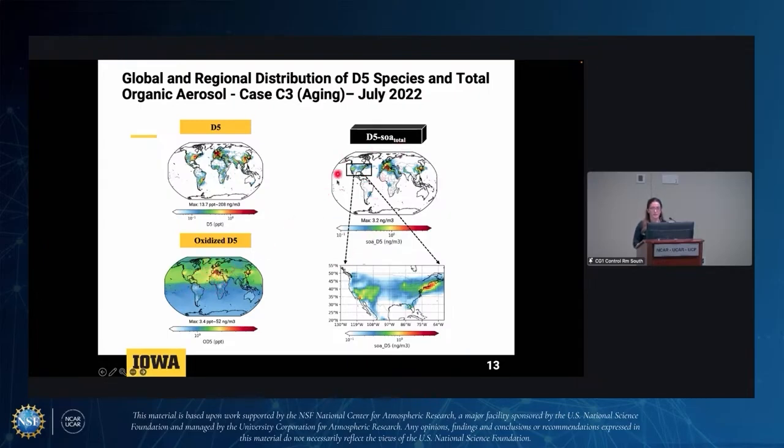This figure shows the SOA from D5. As you can see, the pattern of hotspots matches the D5 concentration, confirming that most of the SOA from D5 is highest wherever we have high concentration of D5.